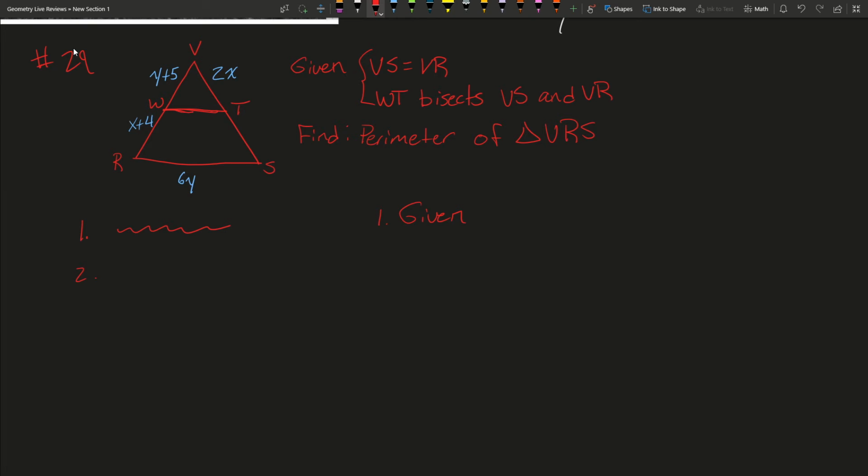Step 2 would be to find equations for all of these lines. So VS, and there's a lot of different ways you can do this, but this is how I would do it. VS is equal to VT plus TS, and VR is equal to VW plus WR, and that is segment addition.